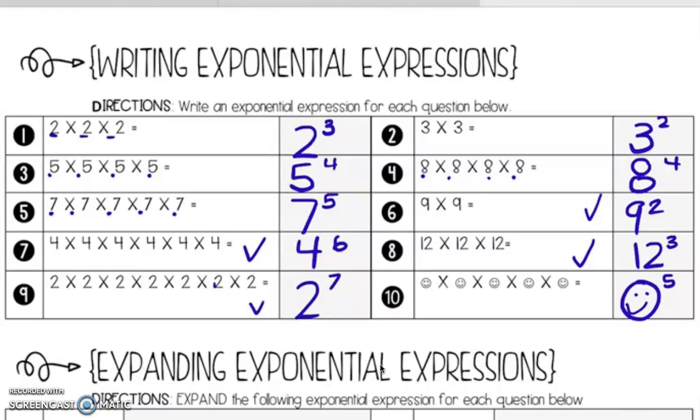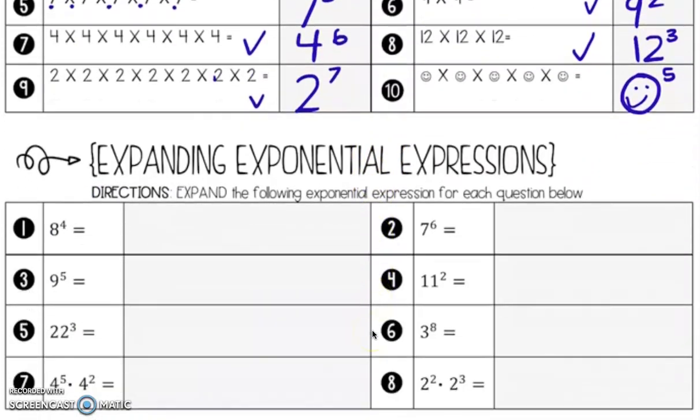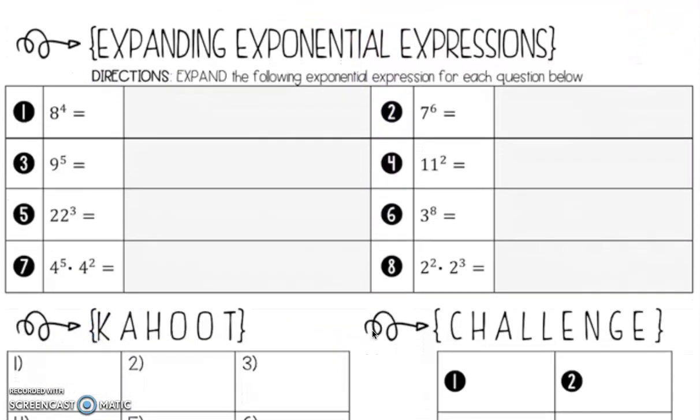All right, now let's do some work going backwards where we have the exponent and the base, but we're going to expand it out. We're going to make it bigger. So 8 to the 4th power, if we were going to expand that out, that would be 8 times 8 times 8 times 8. So this is just working backwards. This is saying 8 to the 4th power means 8 times 8 times 8 times 8.